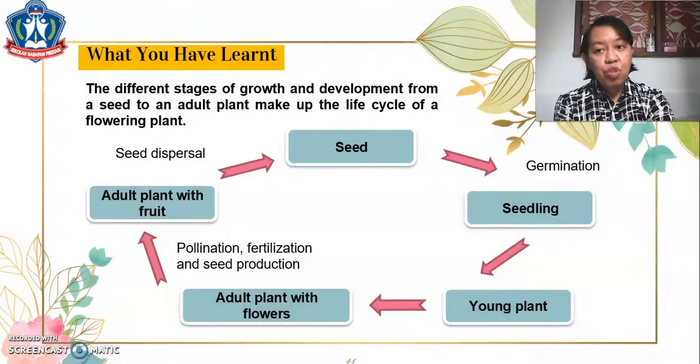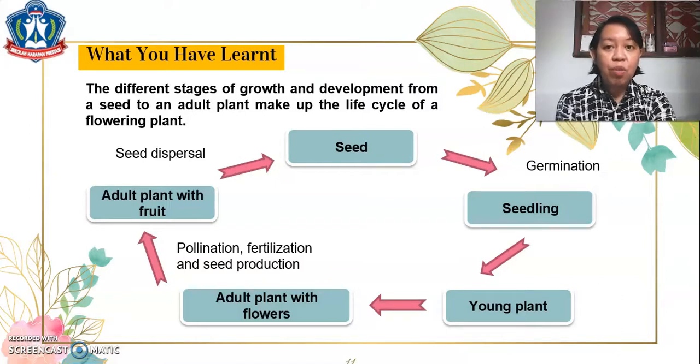So for this lesson, children, we have learned that the different stages of growth and development from a seed to an adult plant make up the life cycle of a flowering plant. So first we have the seed, then it goes through the germination process, becomes a seedling, going to a young plant, an adult plant with flowers, where pollination, fertilization, and seed production take place, and then becomes an adult plant with fruit, and then seed dispersal comes in, and the cycle repeats itself.